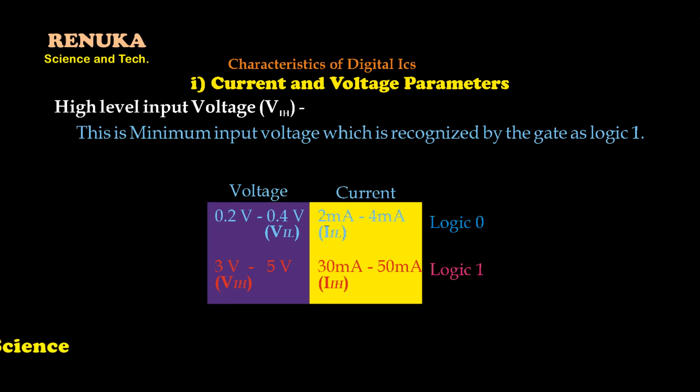So 3 volt is the high level input voltage and it is denoted by VIH, because if the voltage is 2.9, this voltage will be considered as logic 0 by the gate at the input. But the voltage which is more than 3 volt, it may be 4 volt, it may be 5 volt, it may be 6 volt and so on. So the voltage which is greater than 3 volt is considered as logic 1 by the gate at the input. So this is the high level input voltage VIH.